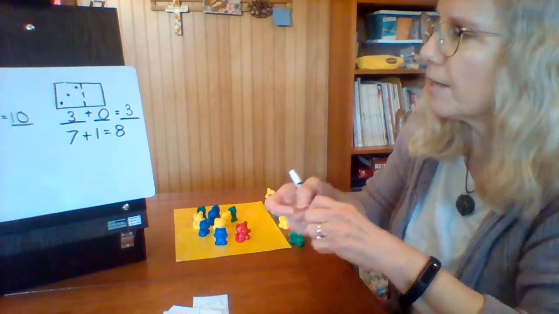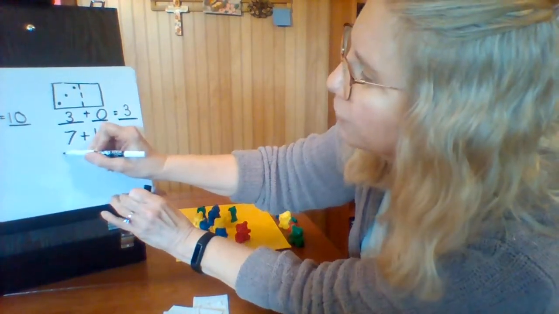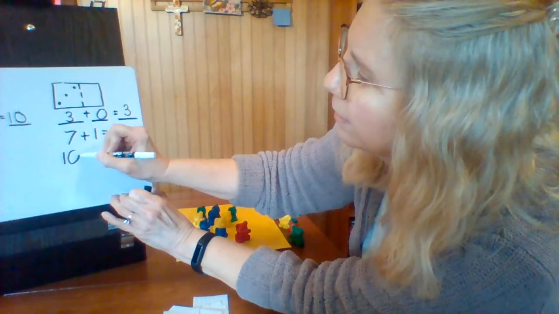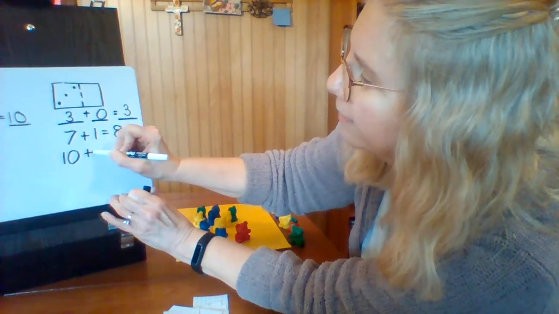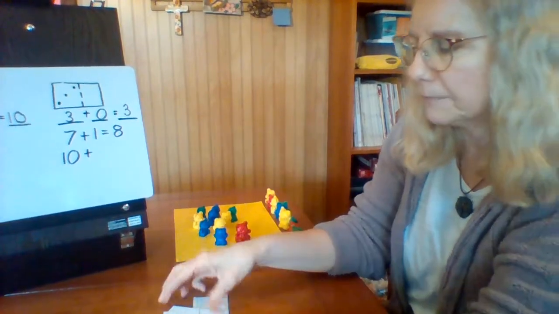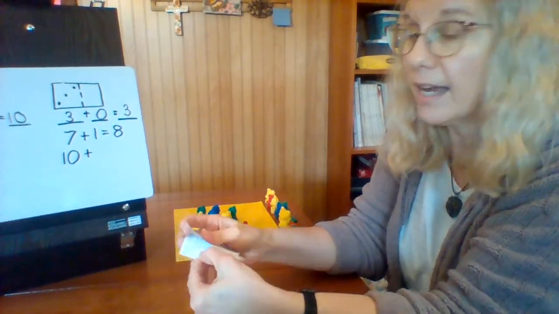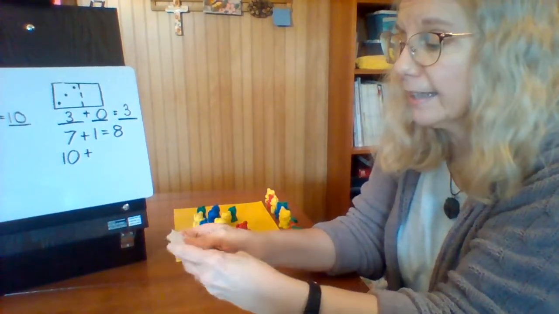So if we are writing a number sentence, we want the number 10 first because we have 10 bears in there. And now we are going to add some more. Let's see what we get. Okay, we are going to add some more. Let's see.